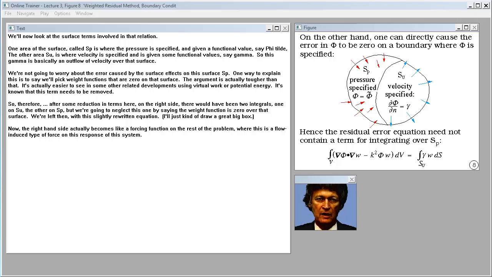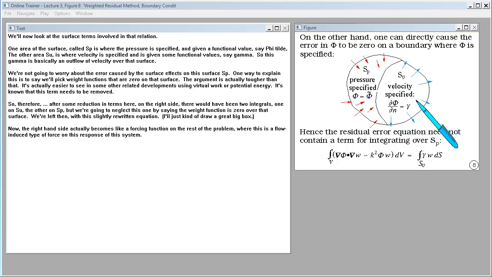We'll now look at the surface terms involved in that relation. One area of the surface called S sub p is where the pressure is specified and given a functional value, say phi tilde. The other area, S sub v, is where velocity is specified and given some functional values, say gamma. So this gamma is basically an outflow of velocity over that surface.